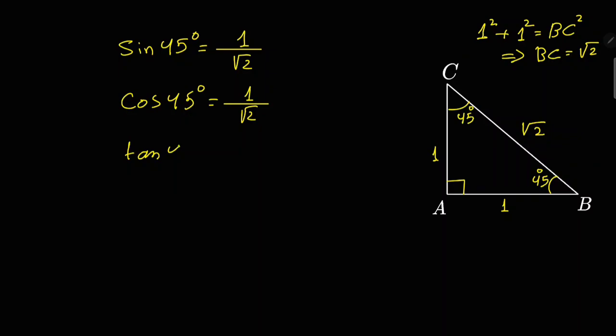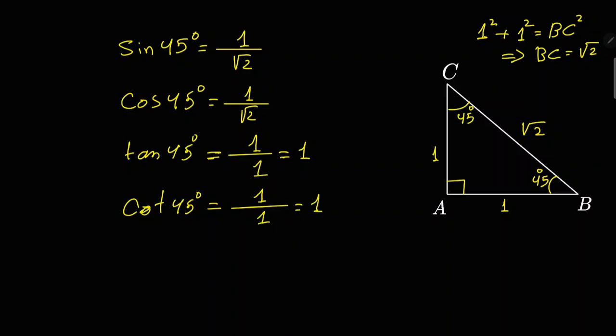The tangent of 45, if we take again the angle B, is the opposite of angle B equals 1, divided by the adjacent of the angle B, which is AB, equals 1. So the answer is 1. The cotangent of 45 is the adjacent of the angle. If we take the angle B, it's again the adjacent equals 1, divided by the opposite, which is 1. So the answer is 1. So in this way, we can calculate the trigonometric ratios of the angle 45.